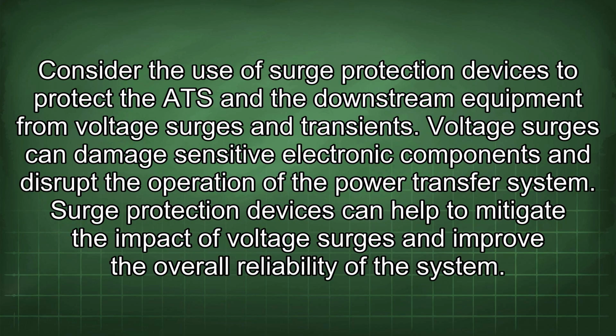Consider the use of surge protection devices to protect the ATS and the downstream equipment from voltage surges and transients. Voltage surges can damage sensitive electronic components and disrupt the operation of the power transfer system. Surge protection devices can help to mitigate the impact of voltage surges and improve the overall reliability of the system.